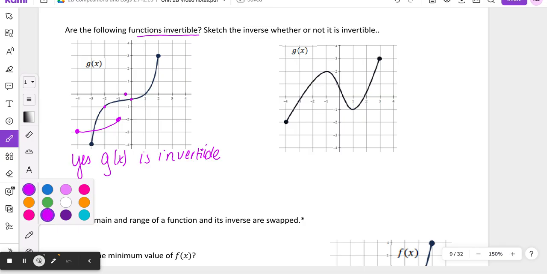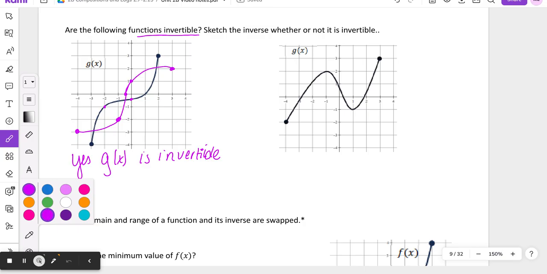So I'll put that here. Looks like we had an x-intercept around 1. So 1, 0. So I'll do 0, 1. And then 2, 3. So 3, 2. All right, looks pretty good.